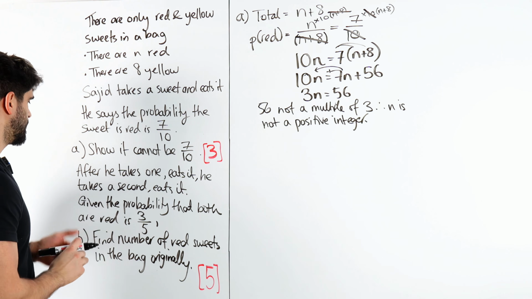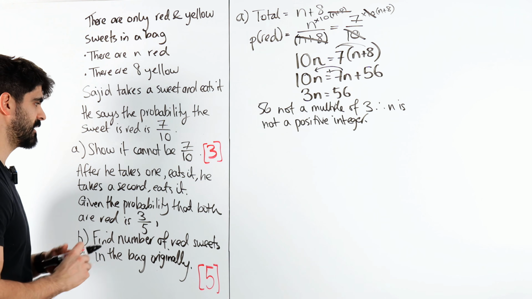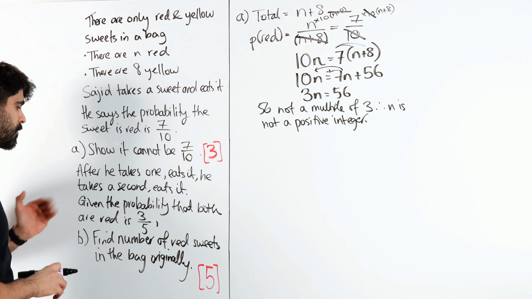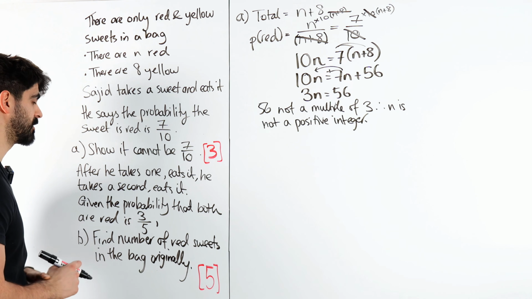But part B is saying after he takes one, he eats it. He takes a second, eats it. Bro's going to need to visit the dentist soon. Given the probability that both are red is 3/5, find the number of red sweets in the bag originally.